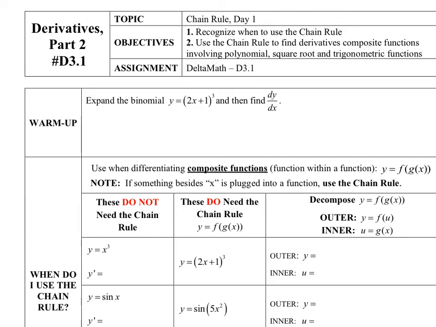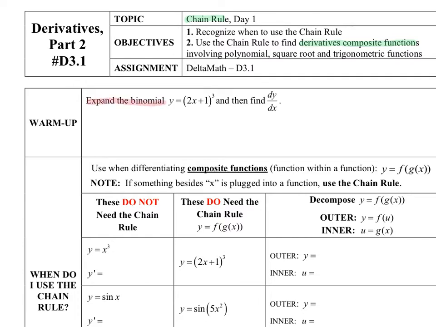This is the first of two videos dealing with the chain rule, and what the chain rule is designed to do is find derivatives of composite functions. So in our warm-up here, we have 2x plus 1, that quantity being cubed, and we have to find its derivative. And up until now, the only way you know how to do it is to expand this binomial.